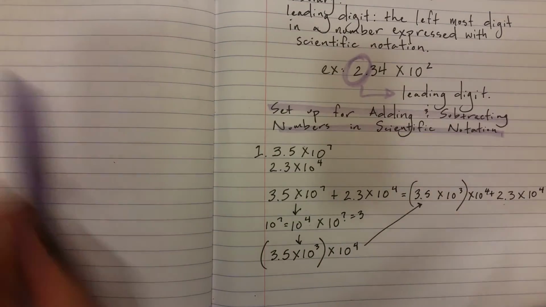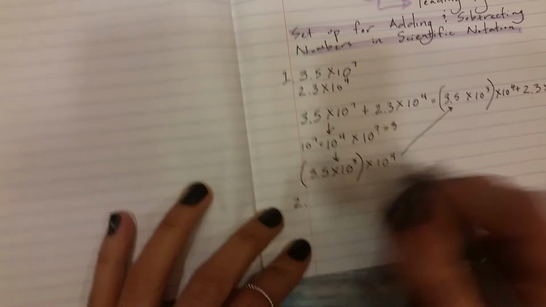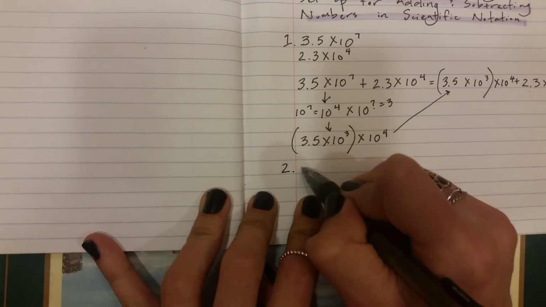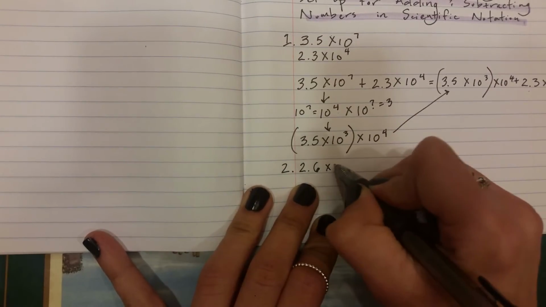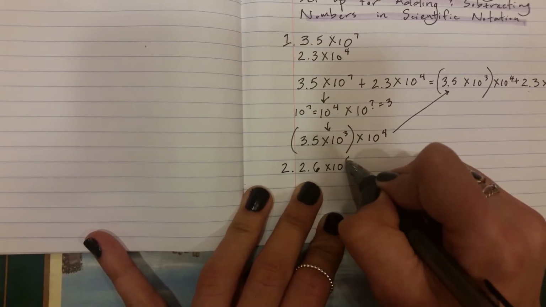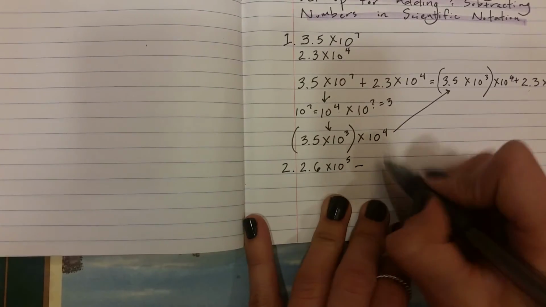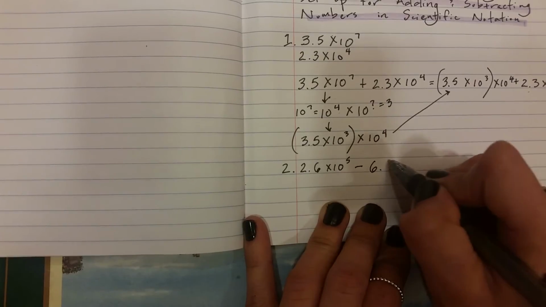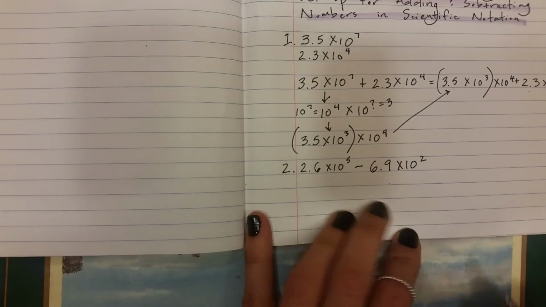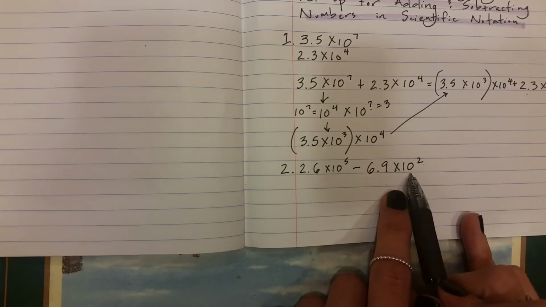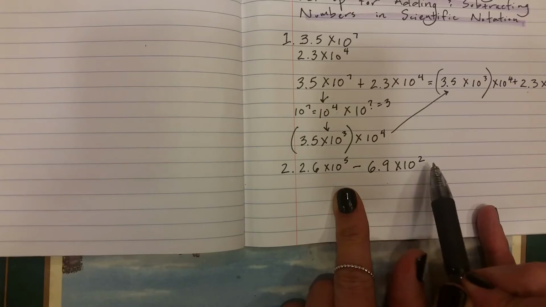We're going to do one more problem with setup. All right, here's my number 2. I've got 2.6 times 10 to the 5th power, and this time we're going to do subtraction. So now here's my next set of scientific notation, 6.9 times 10 to the 2nd power. My smaller number written in scientific notation is 6.9 times 10 to the 2nd power.